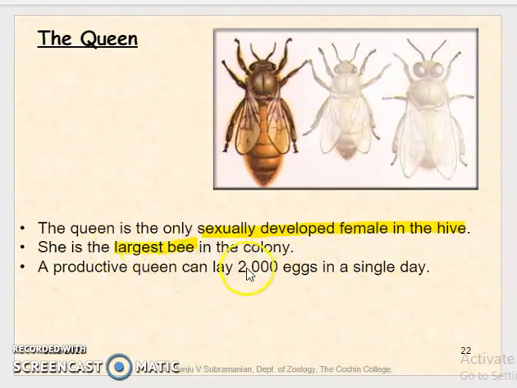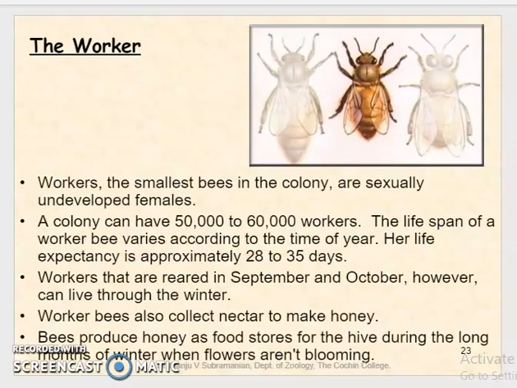and they produce about 2000 eggs in a single day. So the queen produces 2000 eggs in a single day.